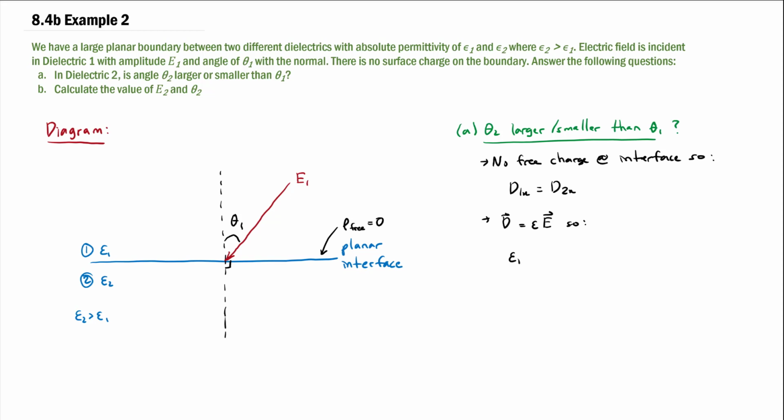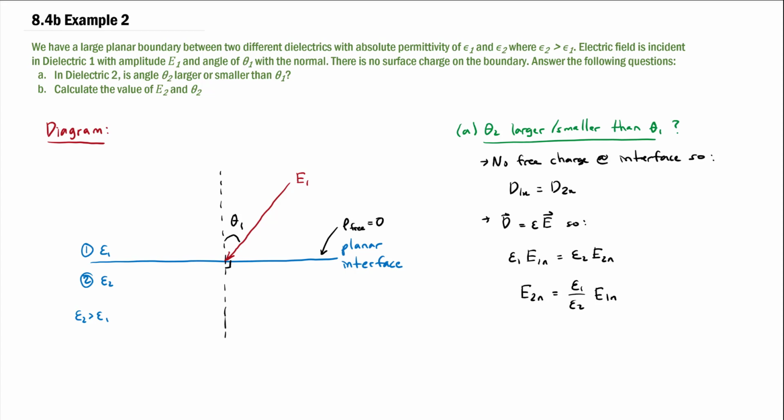We have epsilon 1, which is the absolute permittivity of medium 1, times E1n is equal to epsilon 2 E2n. So right now I already know what E1 is. I've drawn it. I now want to figure out E2. So if I want to figure out E2, it means I need to figure out whether it's going to be smaller or bigger or some sort of comparison to E1. So then E2n is going to be equal to epsilon 1 over epsilon 2 E1n.